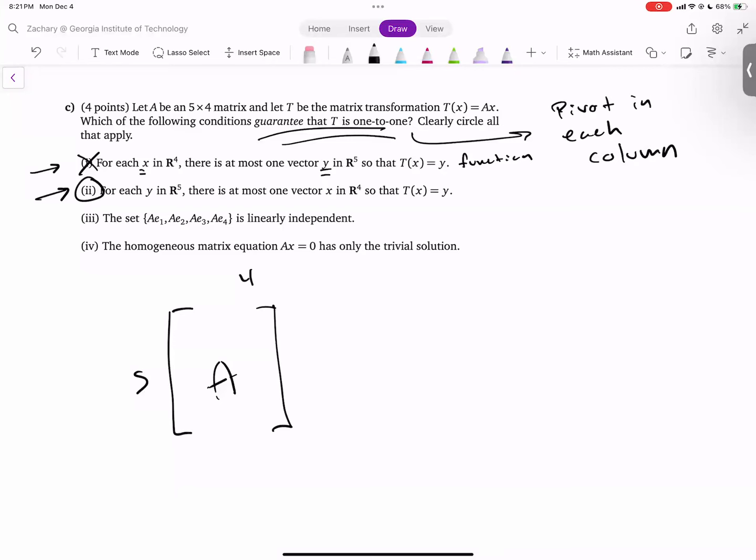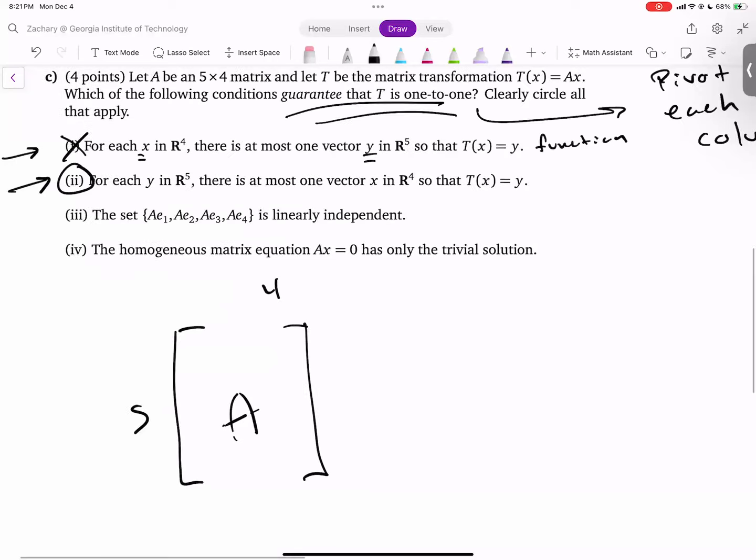The third question says, the set A of e1, A of e2, A of e3, and A of e4 are linearly independent. And e1, e2, e3, e4 define what we call the unit vectors. e1 is 1, 0, 0, 0. e2 is 0, 1, 0, 0. e3 is 0, 0, 1, 0. It's just where the 1 is in that vector.